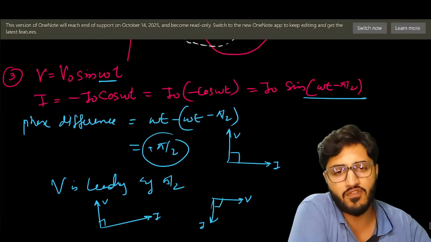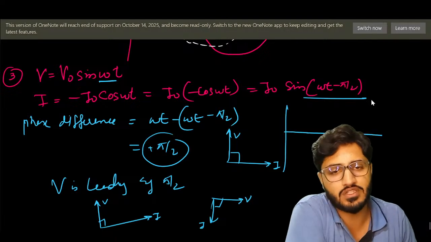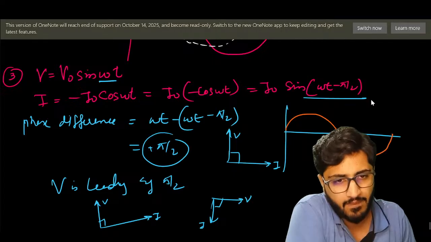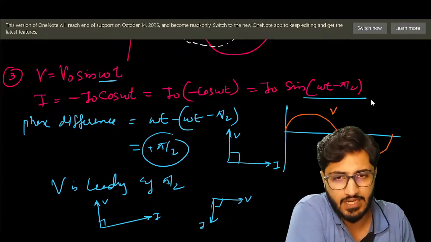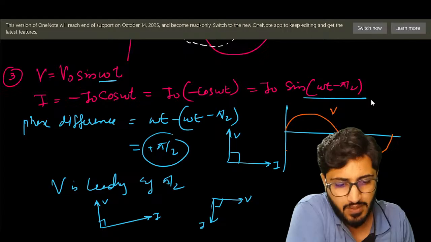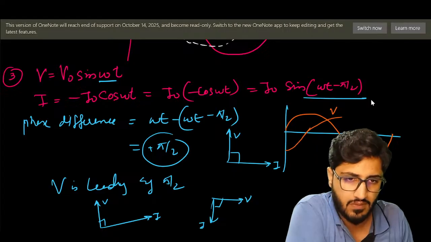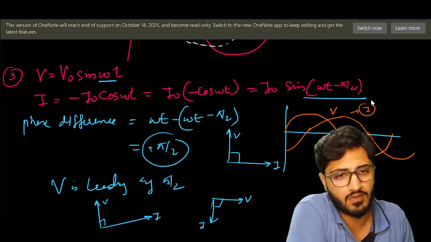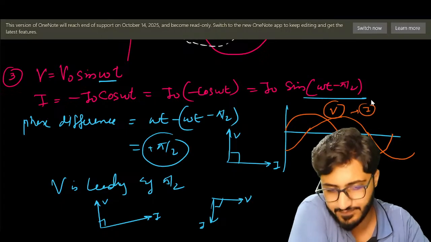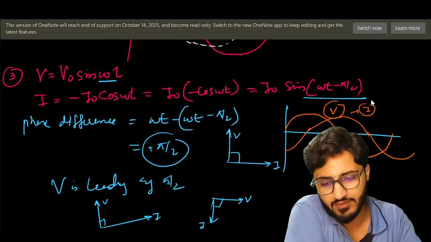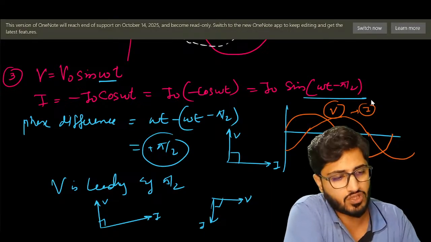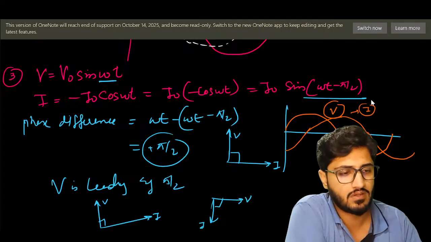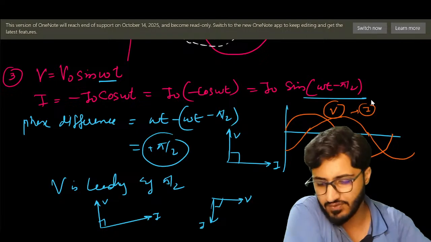If you want the graph, now look. This is the V graph, then the I graph. So I guess I came out like this. This is my I graph. V graph and I graph. Easy or super easy?